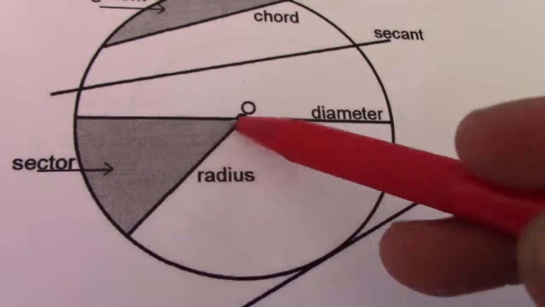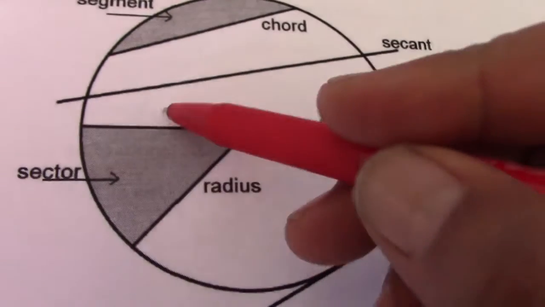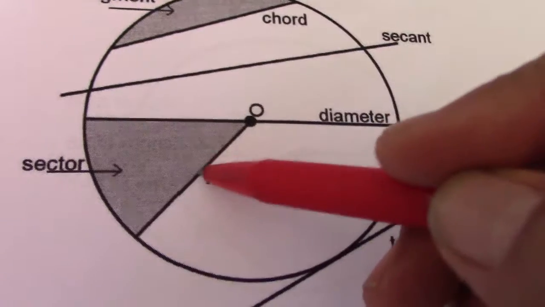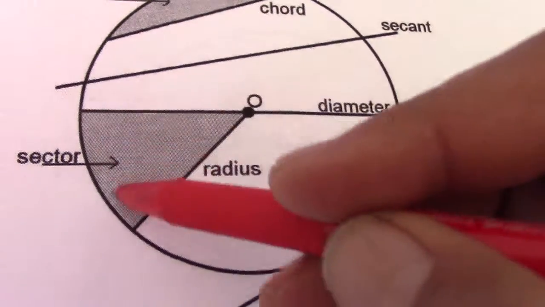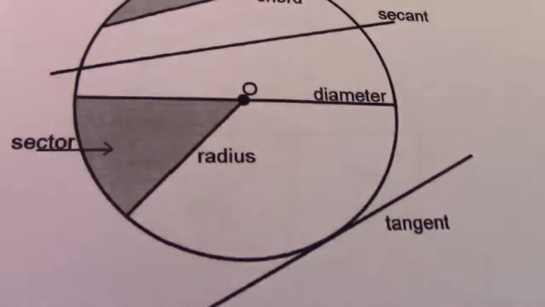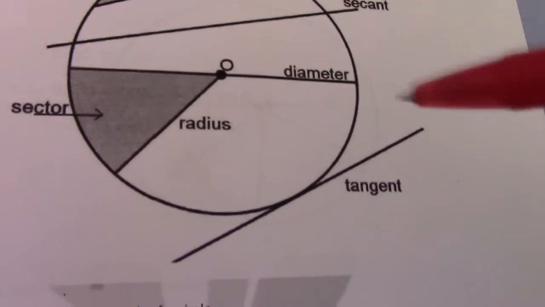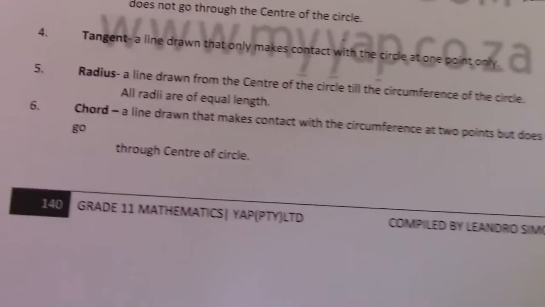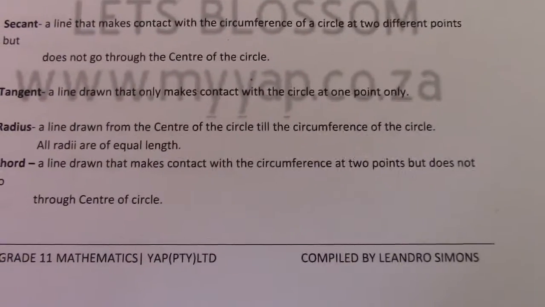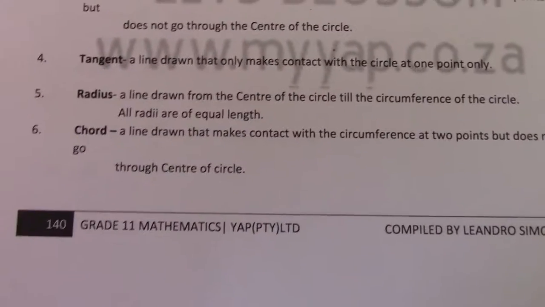It is very important that you understand they are of equal length, because as soon as I show those are two equal lengths, you should see that if I draw a line there, it forms an isosceles triangle. So in our geometry problems, there are a lot of isosceles triangles due to the radii being equal in length. And then last but not least, a chord is a line drawn that makes contact with the circumference at two points but does not go through the center of the circle.